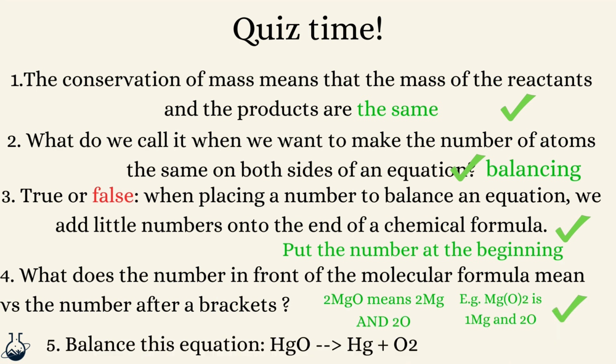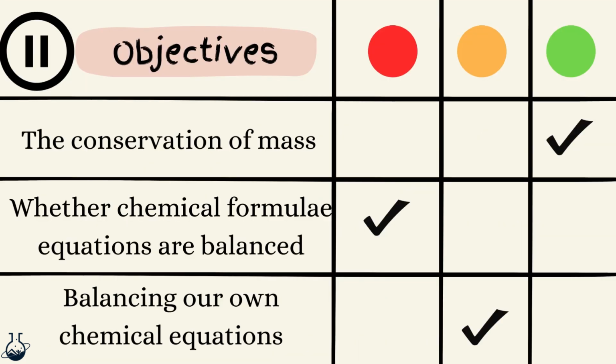And final question, balance this equation. H2O makes Hg plus O2. We should have 2 H2O, 2 Hg and O2. Now that we're reaching the end, RAG your progress to see what we still need to work on. It's always good to know where our areas of strengths and development are.